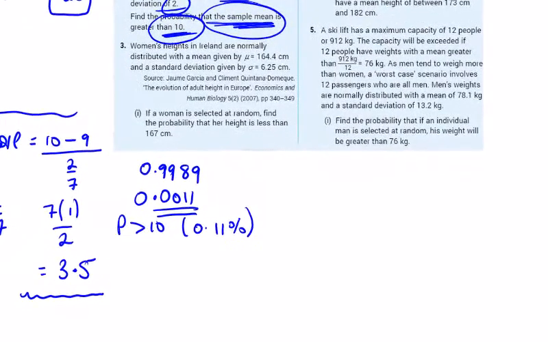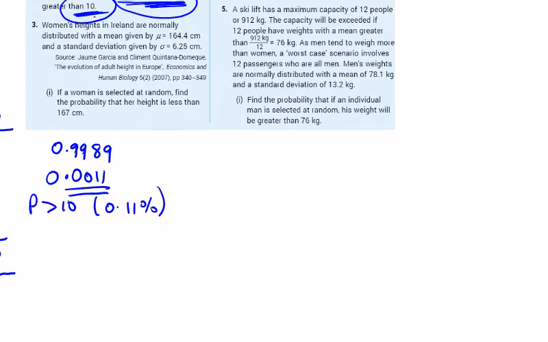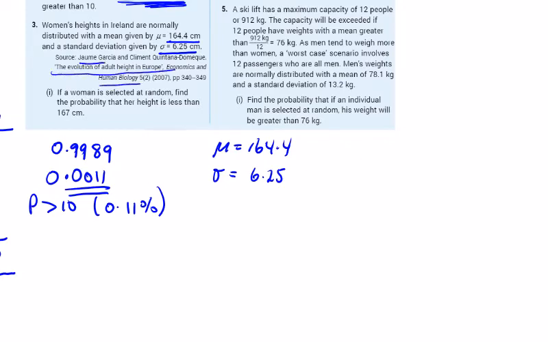Then question 3. Women's heights in Ireland are normally distributed, mean given by 164.4, standard deviation 6.25. The source here is given to you: the evolution of adult height in Europe, economics and human biology. And when you go to college and you have to do citations, make sure you do them as you go along and don't leave them till the end.